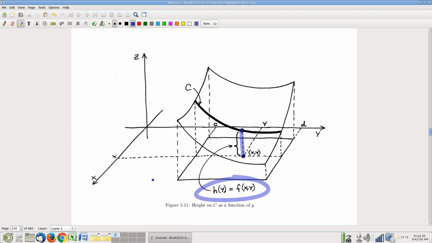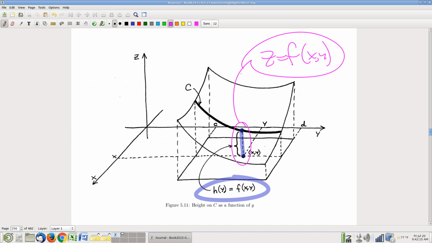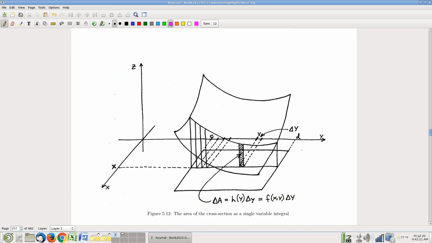It's just f of x comma y. That was the whole point to this surface. We're looking at the graph z equals f of x comma y. Right? So this distance here, that height, is z, is f of x comma y. So I can compute the area. Keep in mind we're trying to compute this area right here.